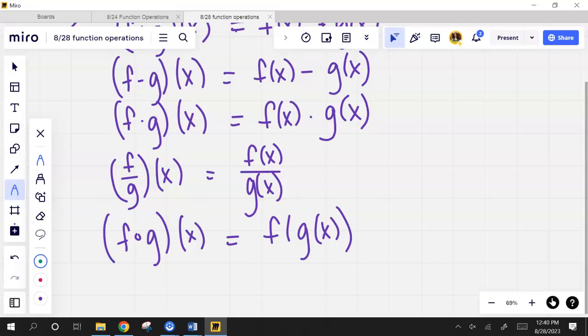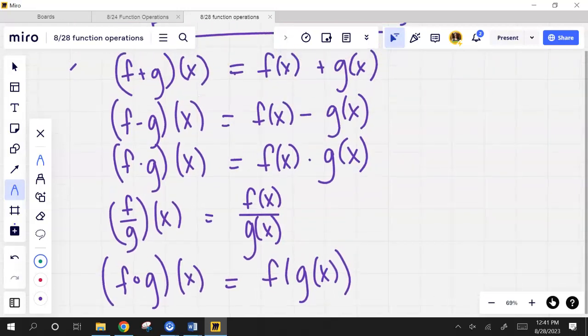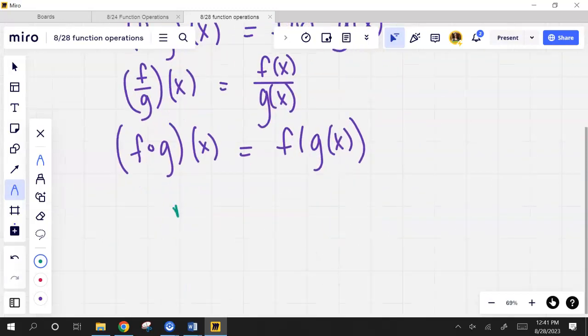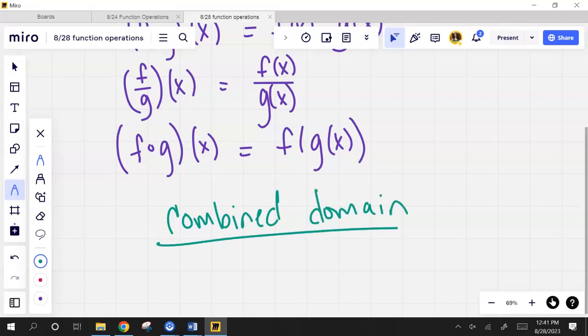All right, so F and G are defined initially, and then we will do all of these operations on F and G. Here's the new part though of this. I will show you what I'm talking about. It's not new, I promise. The new part is the combined domain. And all this means, now tell me some things algebraically that impact the domain.